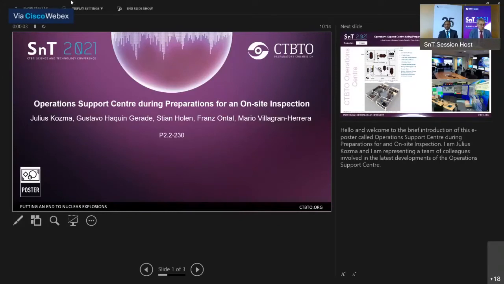Okay, thank you. Hello and welcome to this brief introduction of the e-poster called Operation Support Center during preparations for inspection. As you can see, I'm representing a team of colleagues who are involved in the latest developments of the Operation Support Center. Can you see the next slide, please?